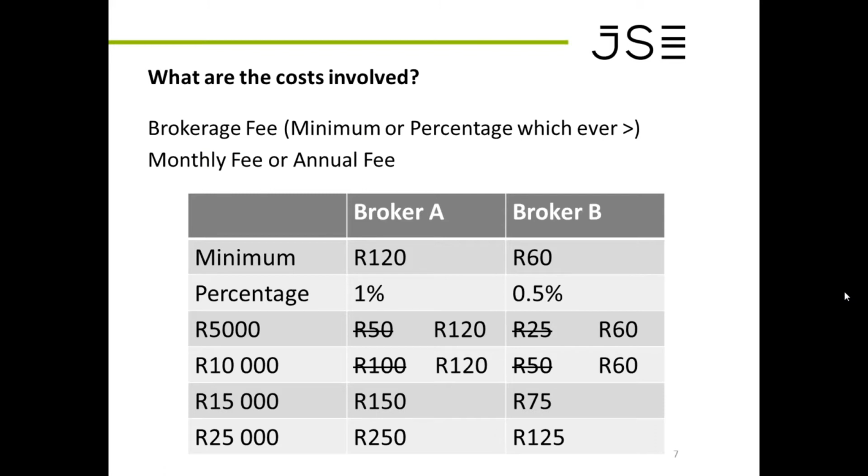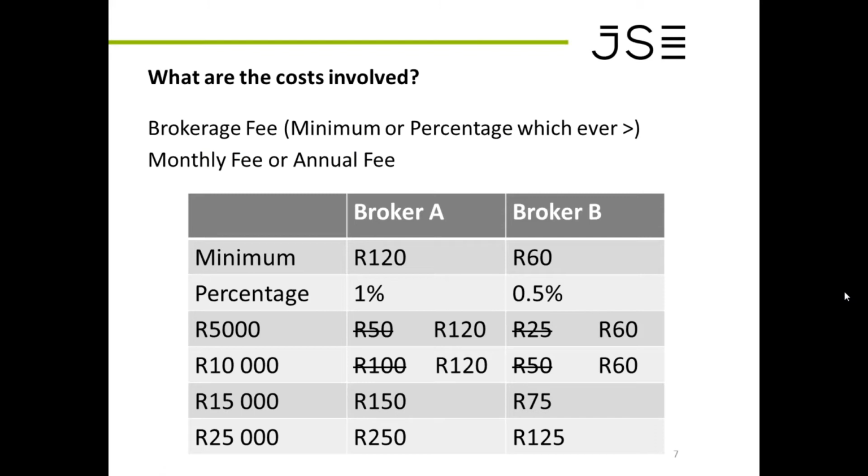There are two main costs that you've got to look out for, and that is the brokerage fee, minimum or percentage, whichever is greater, and the monthly fee or annual fee. So I've got an example here. What happens when you've got two brokers, and remember I said it's either minimum or percentage, whichever is greater.